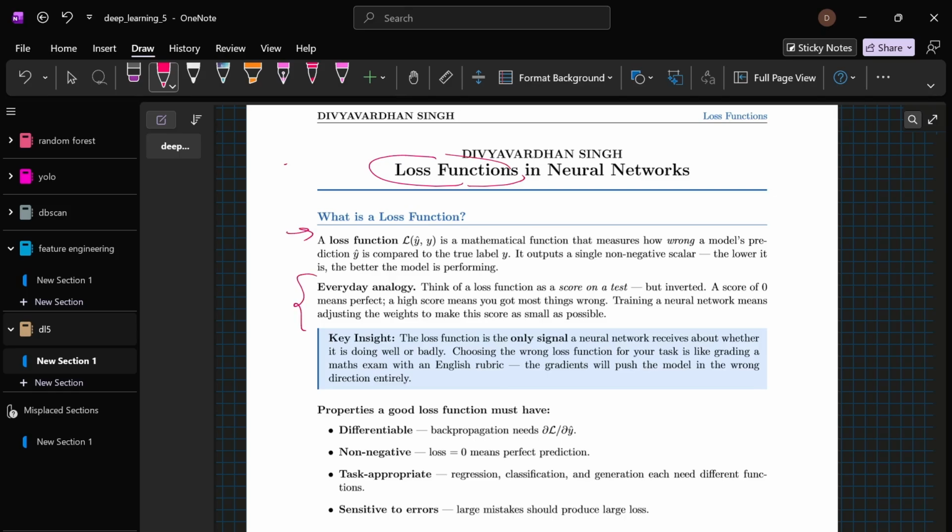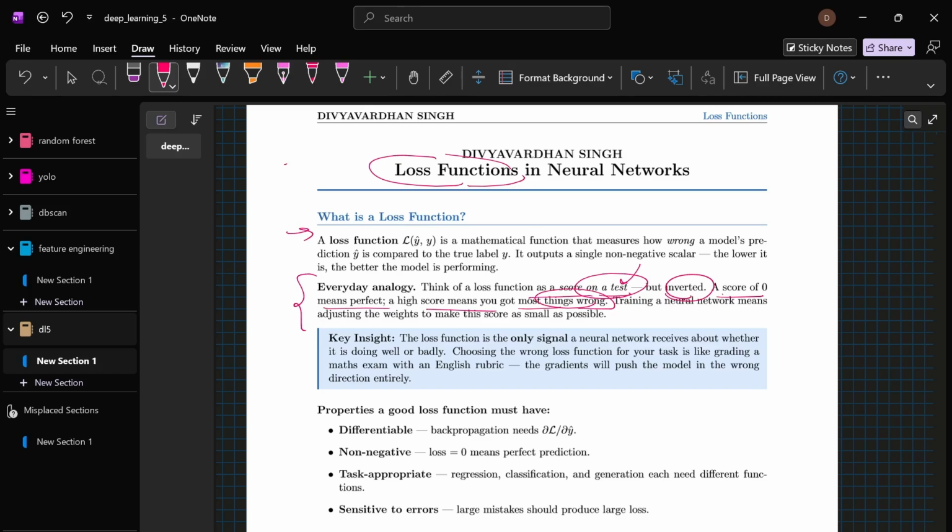Before going on, imagine you are a student and you are giving a test. The score tells you how well you did. Now flip that. A loss function is something like an inverted score for your neural network. A loss of 0 means that the model is perfectly predicting. A high loss means that the model is getting things badly.